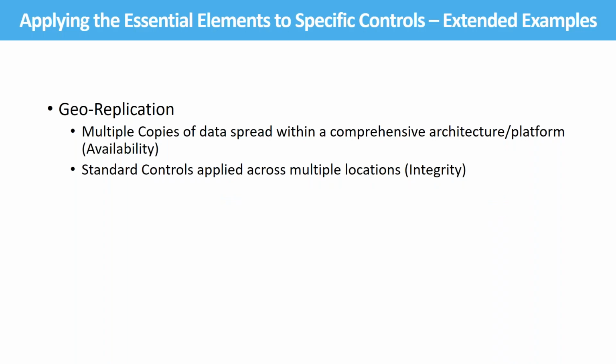So the last extended example here that I want to talk about was geo-replication. This is really another big word. What it really means is multiple copies in multiple places. Sometimes this specific control is a control around data availability.